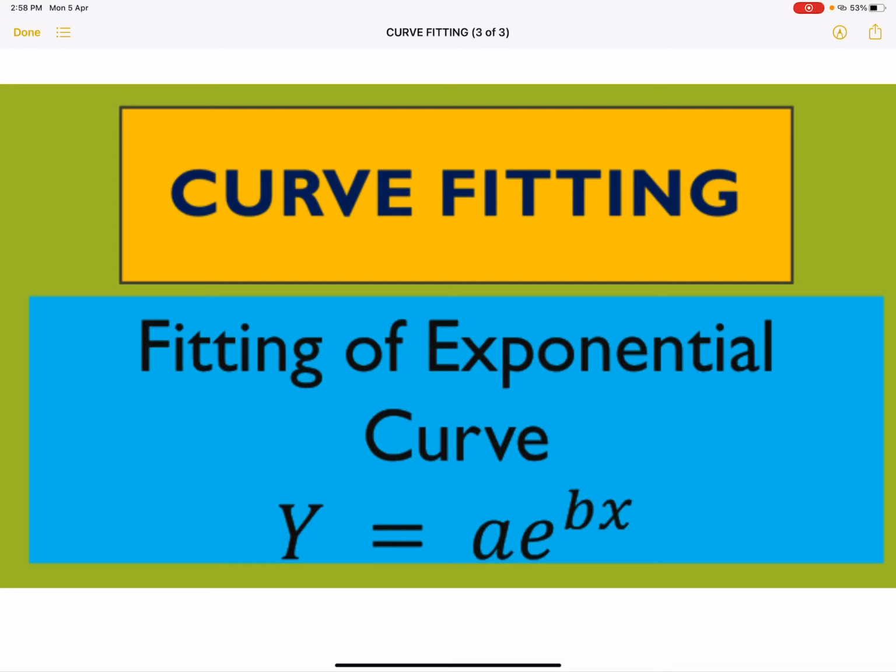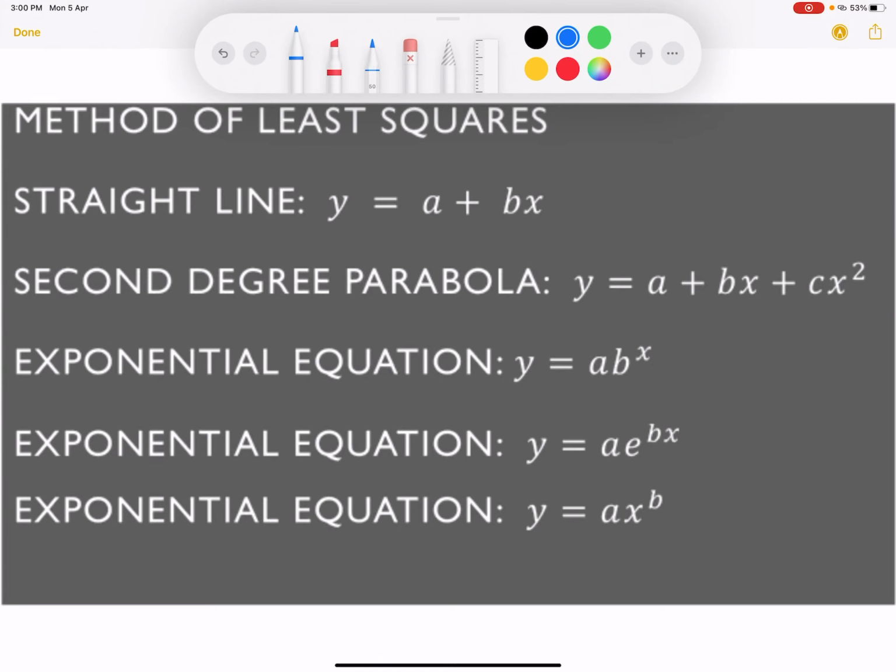In this fourth lecture of curve fitting, we are going to discuss fitting an exponential curve of the form y is equal to a e to the power bx. The method used here is the method of least squares, which we discussed in lecture 1.